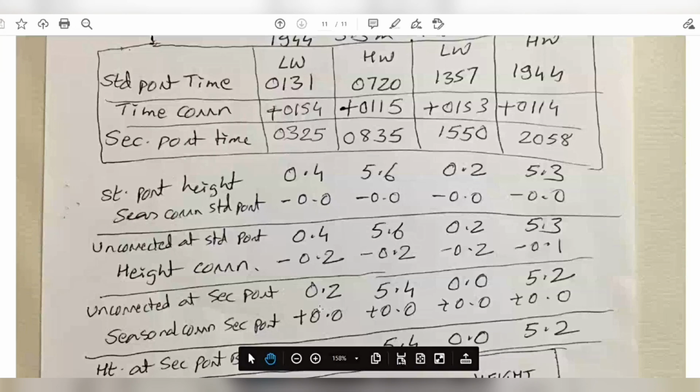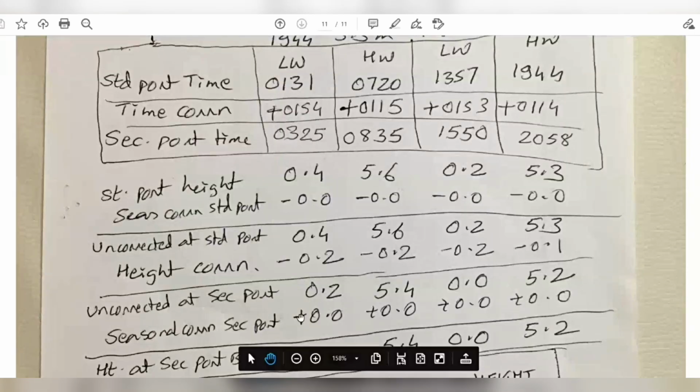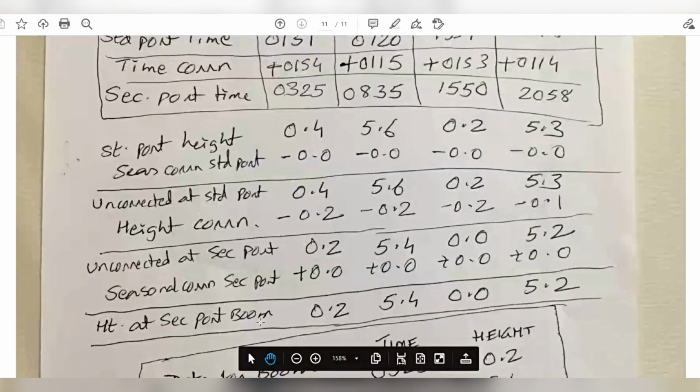So same thing we are going to do here. Standard port, we are going to remove seasonal correction for standard port. We will get uncorrected height at standard port. We are going to apply the height correction. Then we will get uncorrected at secondary port. We are going to apply seasonal correction, add, of the secondary port. Now we have got height at secondary port. So try and understand this sequence.